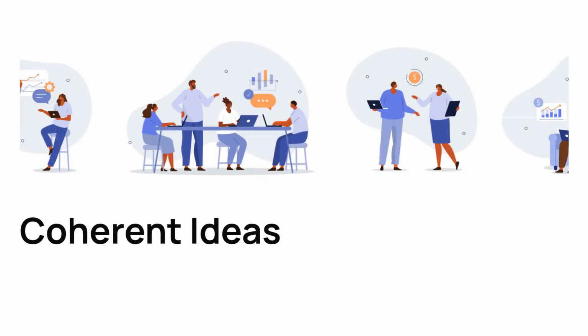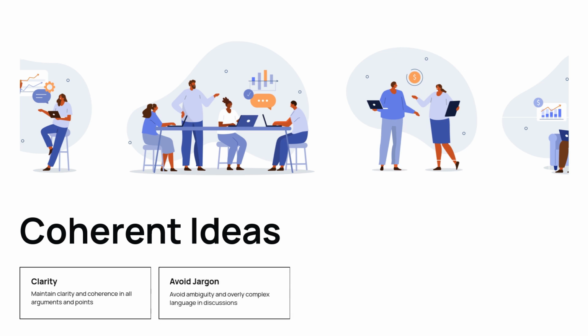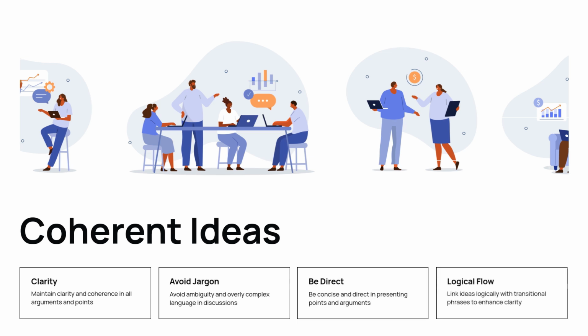Maintain coherence and clarity throughout your argument. Avoid ambiguity and overly complex language. Be concise and direct in your points. Link ideas logically with transitional phrases. This helps the reader follow your reasoning effortlessly.